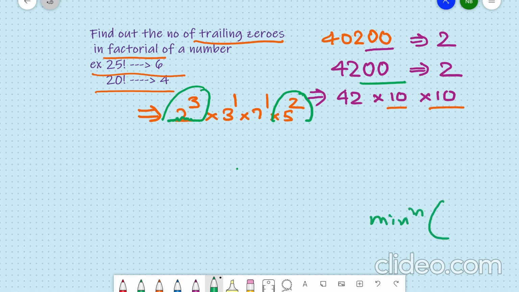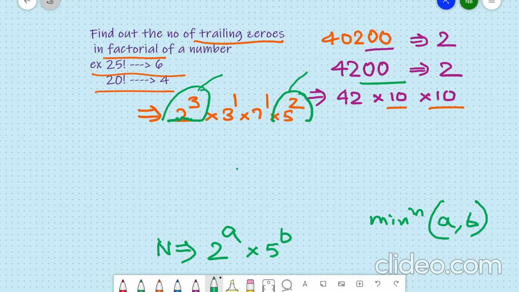the powers. If there's a number n which has 2 to the power a and 5 to the power b in its PFF, and I'm not thinking about the other prime factors of the number, then the number of zeros will be the minimum of a comma b. Correct, guys? I hope you can understand that. So that's what is happening. The power of 2 is 3 and the power of 5 is 2, and the number of trailing zeros that we are getting is 2. So the minimum of a comma b will be the answer.